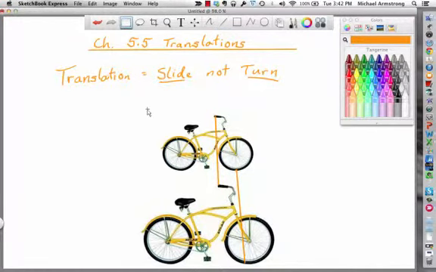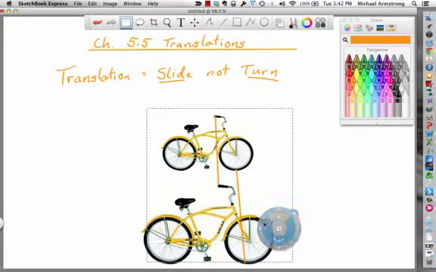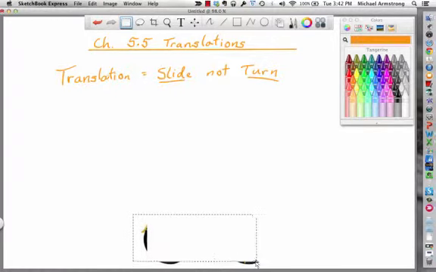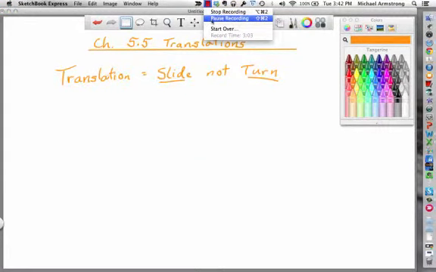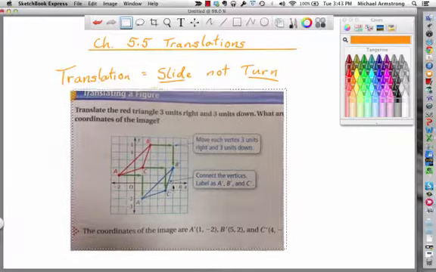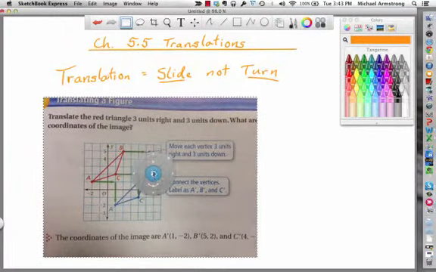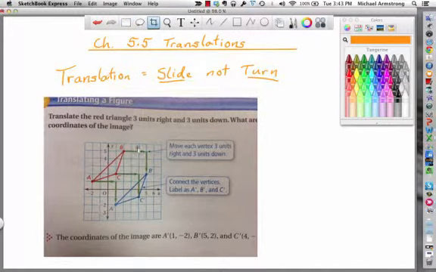A true translation is just moving from point A to point B, and then moving again if you have more than one movement. That's what a translation looks like. Okay, so this is more what we're talking about with the translation.